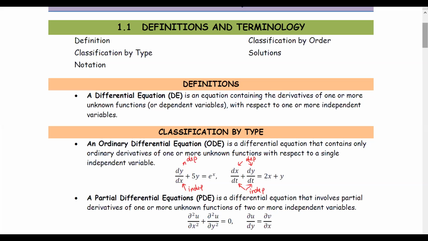The second type is partial differential equations, or PDE. They are differential equations that involve partial derivatives of one or more unknown functions of two or more independent variables. So the difference between these two types is whether it involves a single independent variable or two or more independent variables.